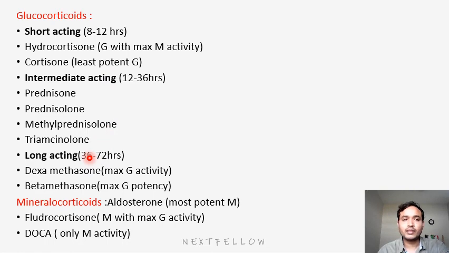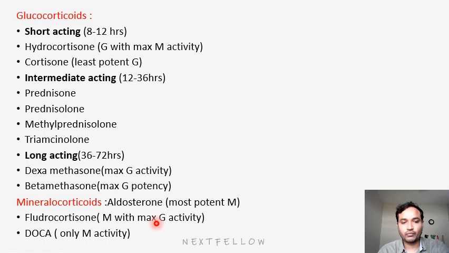Okay. So these are the groups and the drugs in the glucocorticoid group. Next group will be mineralocorticoids. Mineralocorticoids will have drugs like aldosterone, fludrocortisone, DOCA. In aldosterone, it will be more potent with more mineralocorticoid activity. Fludrocortisone will have mineralocorticoid activity with significant glucocorticoid activity.